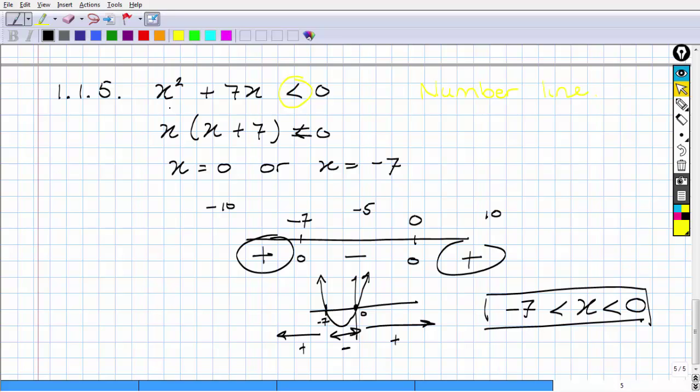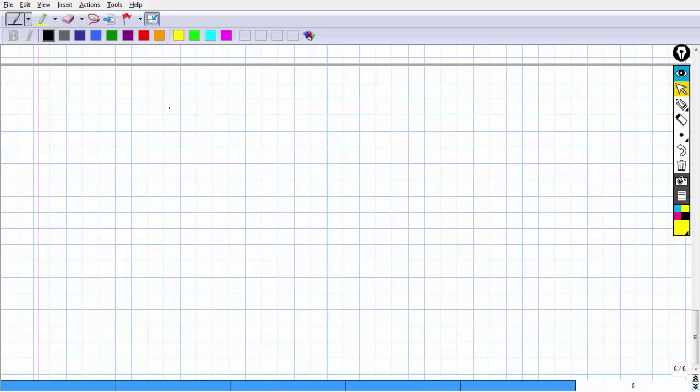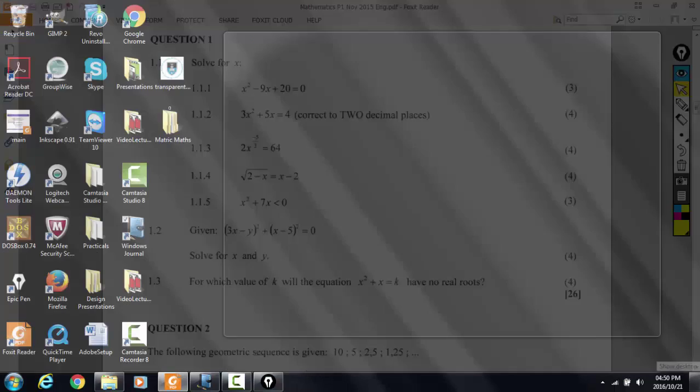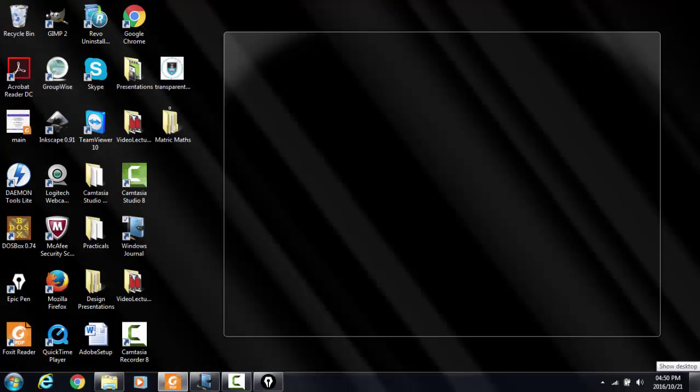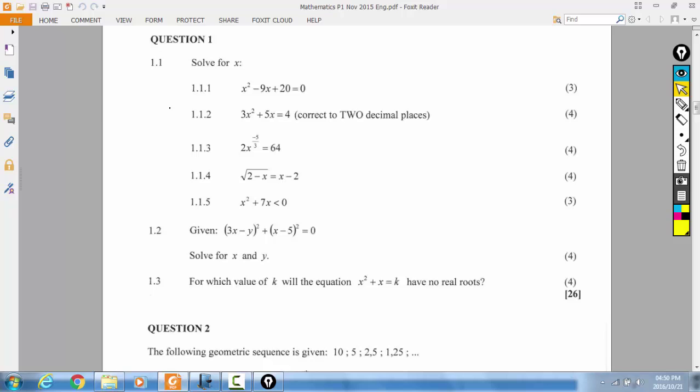Okay, moving on to the next one. The next one says we've got some equation, and we must solve for x and y. Now we know that when they tell us to solve for x and y, it must be simultaneous equations. There's nothing else we can do. And in this case, we've got 2 variables, therefore we need 2 equations. If we had 3 variables, we would need 3 equations.